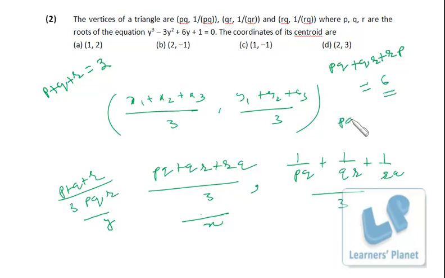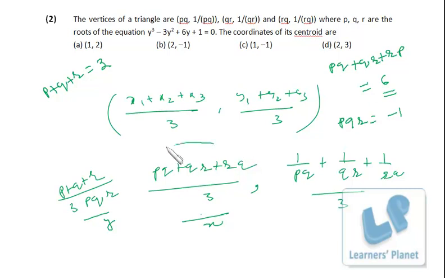Then PQR, the product of the roots in negative. So here the constant term, that is PQR, the product of the roots, right? So negative will be minus 1. You're getting my point? The coefficient of y square is the sum of the roots in negative, and the coefficient of y is the sum of pairs of roots, and the constant term, or we can say the product of the roots in negative. So PQR is equal to -1.